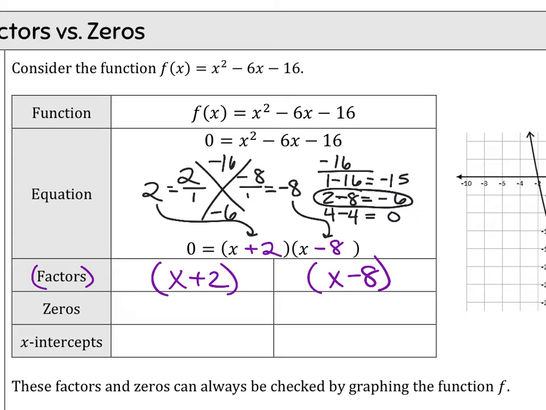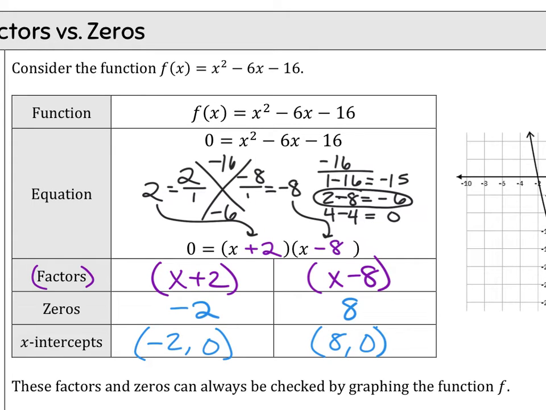Well, if those are the factors, I could tell you right now what the zeros are. What are the zeros? Negative 2 and 8. How did you get negative 2 and 8? Because before you put them into the factors, you have to switch the sign. Yeah, the factors and zeros are just opposite signs. And if those are the zeros, what are the x-intercepts? Negative 2 comma 0 and 8 comma 0.